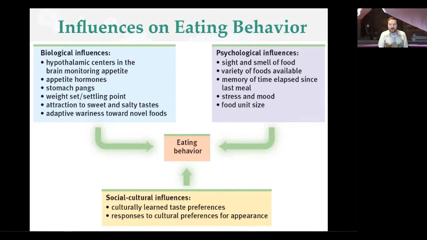And then of course the socio-cultural influences. So basically socially learned taste preferences. So for example, in some South American countries, they love to eat guinea pigs, but that's not something that we eat here in the United States. But there's also responses to cultural preferences for appearance. So basically in some cultures, eating more and being overweight is a sign of wealth and prosperity or reproductive fitness. It just depends on the culture that you grew up in.